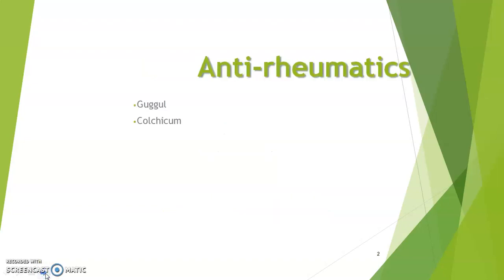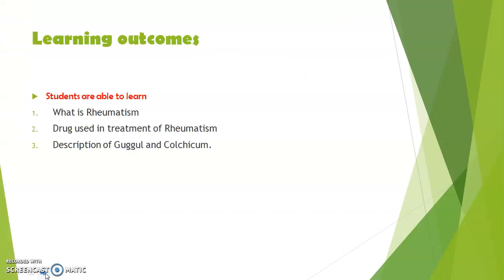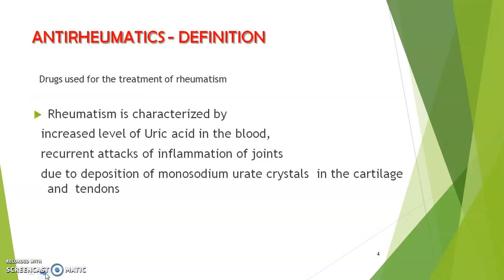So today we are going to study anti-rheumatics and the drugs used are Guggul and colchicum. After watching this video, students will be able to learn what is rheumatism, drugs in treatment of rheumatism, and description of Guggul and colchicum. So, antirheumatics: the drugs which are used in treatment of rheumatism are known as antirheumatics.